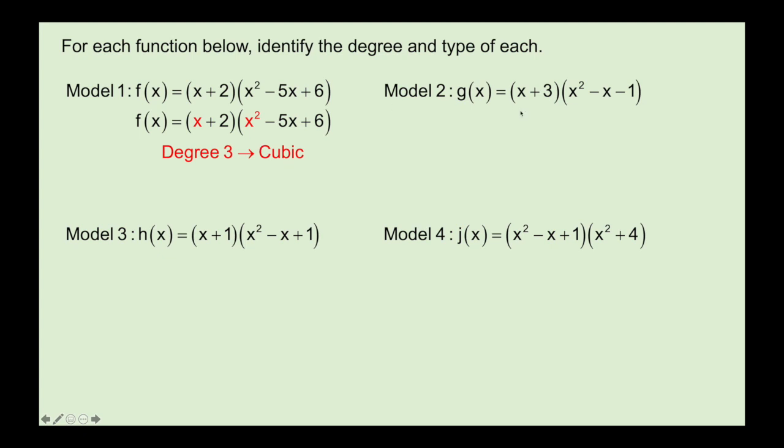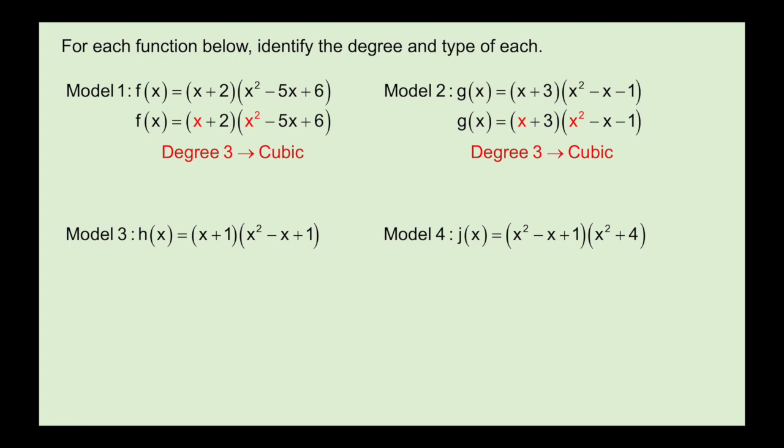For model 2, we'll look at the same thing. We'll take a look at the highest power in each, which is going to give me x to the first and x to the second. Then as we multiply that again, that would give me x to the third, which means the degree is 3, therefore it's cubic. So take a look at examples 3 and 4 and see if you can do the same.